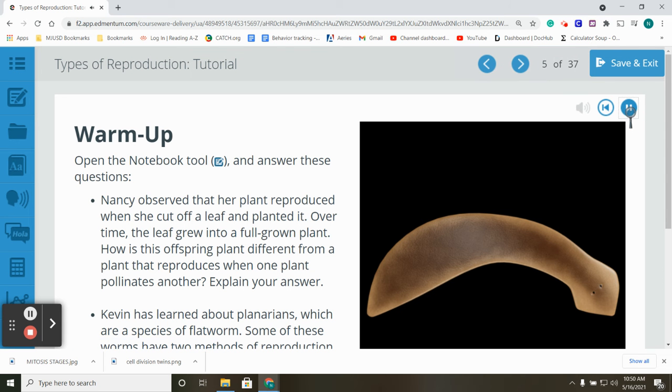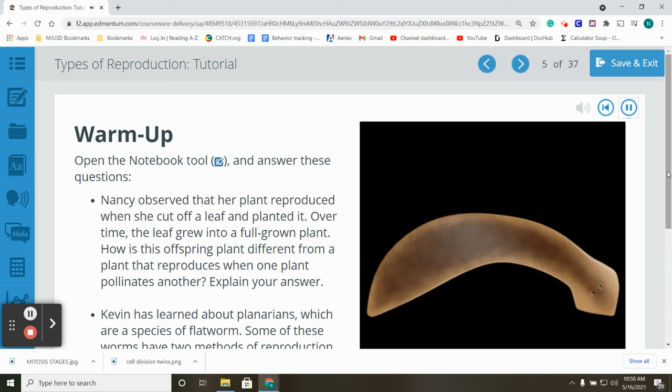Warm up. Open the notebook tool and answer these questions. Nancy observed that her plant reproduced when she cut off a leaf and planted it. Over time, the leaf grew into a full-grown plant. How is this offspring plant different from a plant that reproduces when one plant pollinates another?